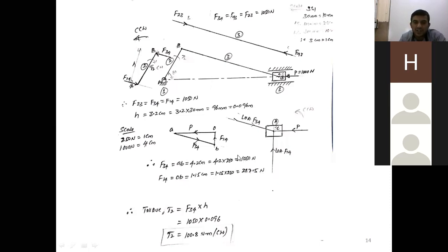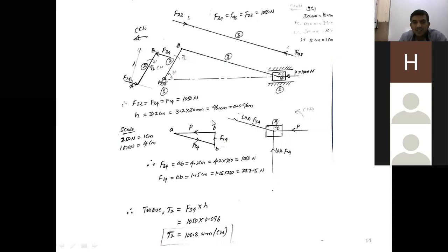But what about the direction? How do you get the direction? Now we start from point O. O to A, it is what? Towards left direction. Again from point A, I want to reach O, the initial point of the force polygon. Then how do you reach there? From A to B, downward. From B to O, upward. The arrow marks show the direction of those forces.